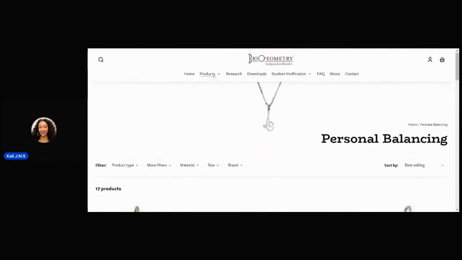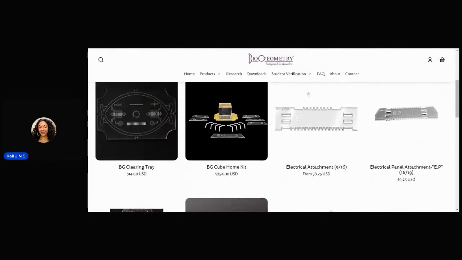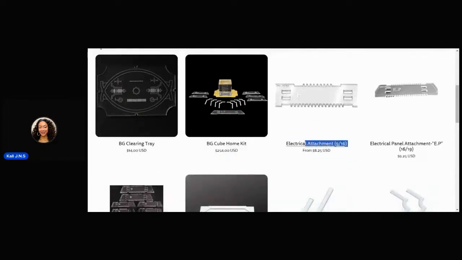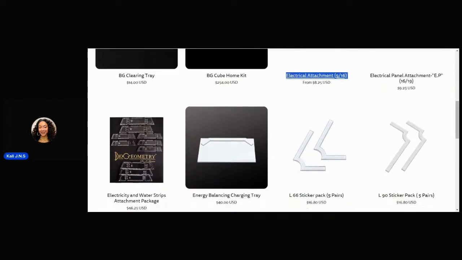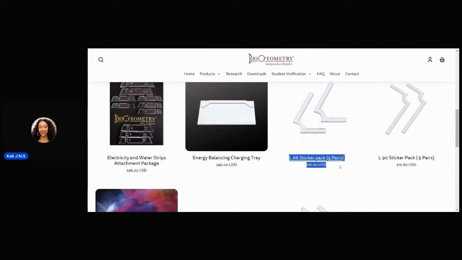But I want to talk about home harmonization. This whole kit you can get to balance out them Wi-Fi signals. You can put these little electrical attachments right here, right above the electrical box, and what it does is divert the negative green. It balances it out with the horizontal, the vertical and the horizontal. Okay, charge and tray, and then these stickers, these L90, are also balancing out the vertical negative green.